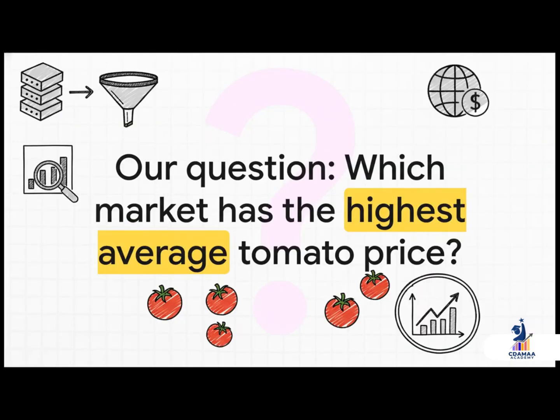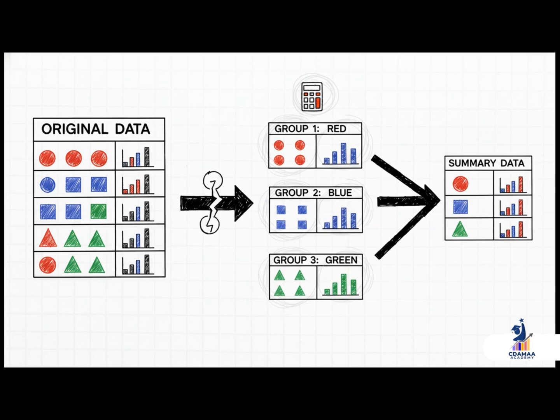So our data is loaded, inspected, renamed, and we filtered it down to just what we need. Now finally, we can ask a really clear analytical question. Let's try to answer this. Of the markets in our data, which one has the highest average price for tomatoes? To answer that question, we need to calculate the average price for each market. And that brings us to our final step, Step 5, Summarize.